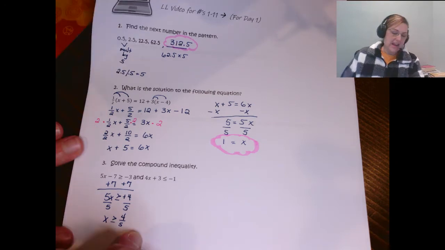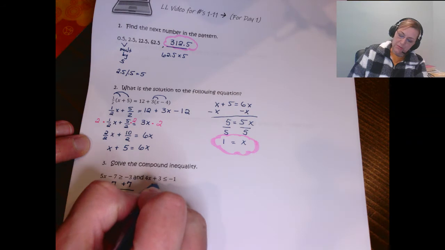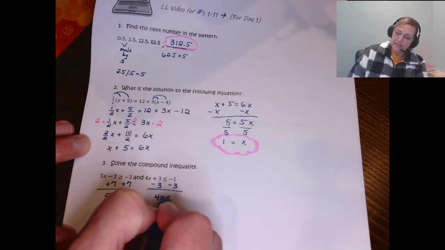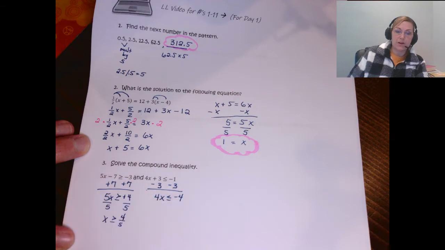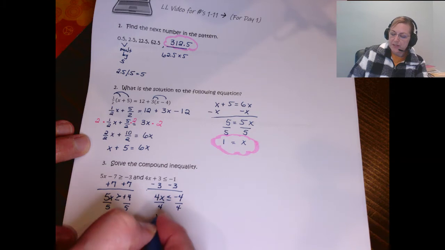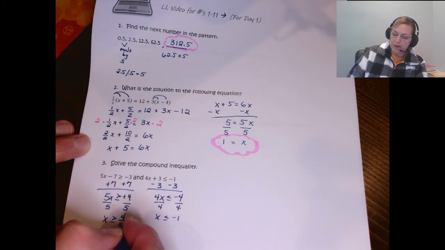All right, and then I'm going to subtract 3 from both sides so that 4x is less than or equal to negative 4. Then I'm going to divide by 4 on both sides. So x is less than or equal to -1.